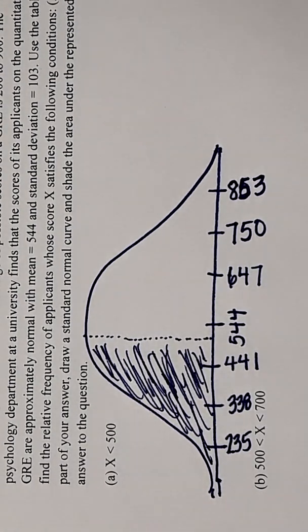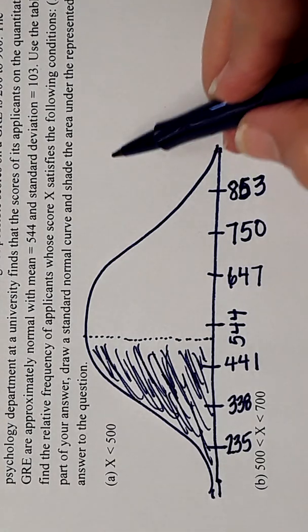So far, everything that you have to do, you can't use a calculator for, right? I mean, this is how a free response question is going to have to be shown. This is what you have to do. Now we're going to find the z-score.